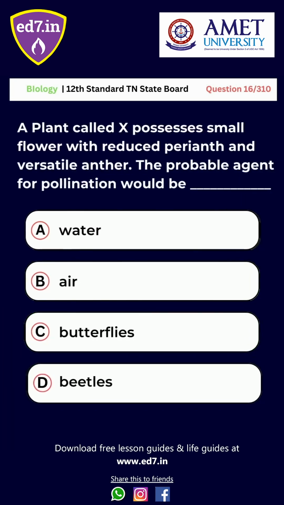Question number 16. A plant called X possesses small flower with reduced perianth and versatile anther. The probable agent for pollination would be option A, water. B, air. C, butterflies. D, beetles. And the right answer for this question is option B, air.